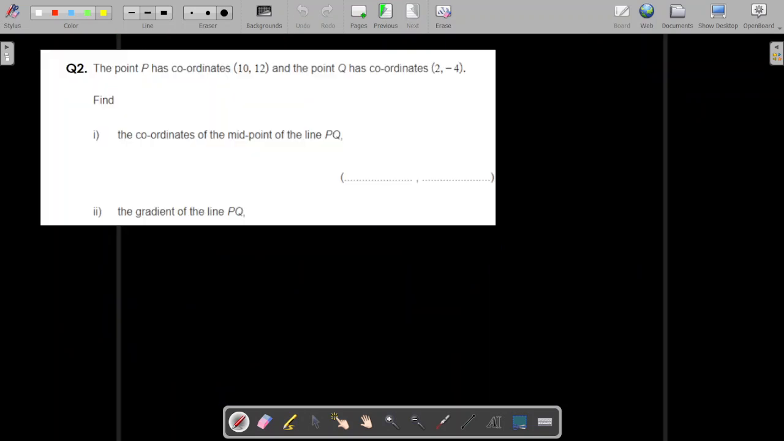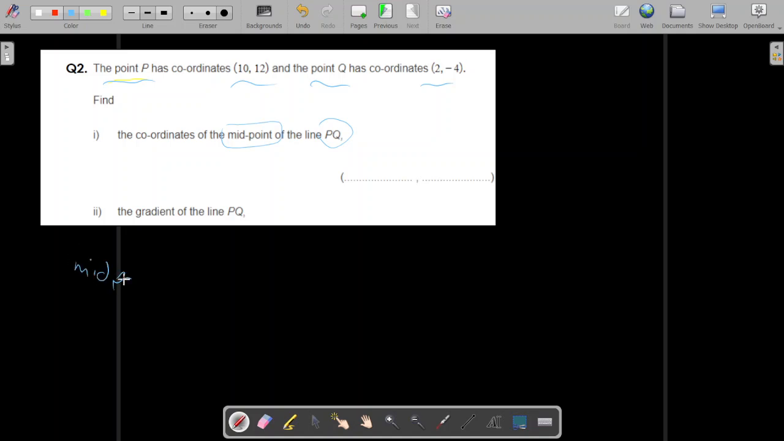Now, question 2 is talking about how you have 2 points. You have point P and you have point Q. You have both of their coordinates. And first of all, you are trying to find the midpoint of PQ. Okay, so that's the idea. How you can find that? The rule of the midpoint is very simple.